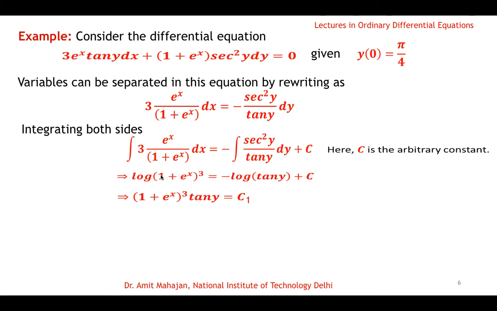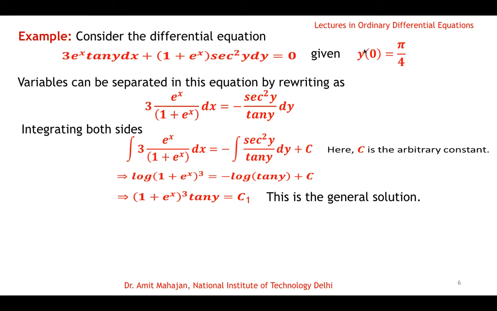This goes to the other side and logs are combined, is equal to c1, where c1 is, after taking the anti-log, another arbitrary constant. Or you can also write here e power c. So this is the general solution of the differential equation.